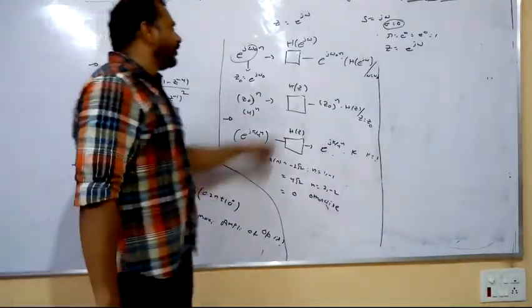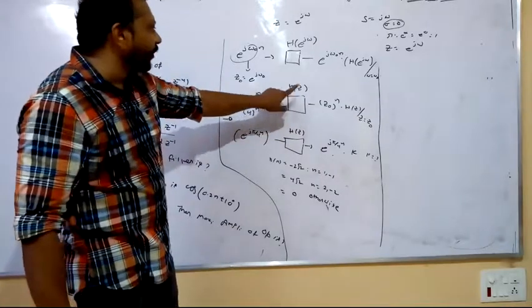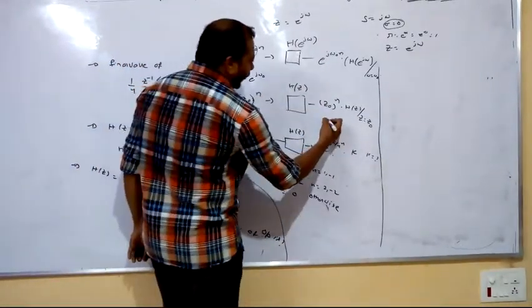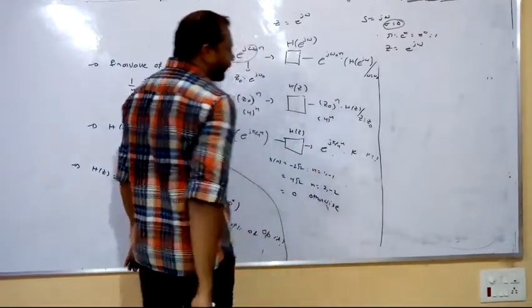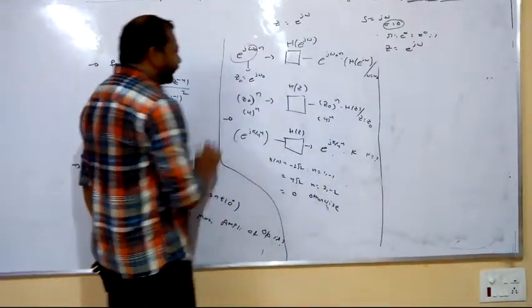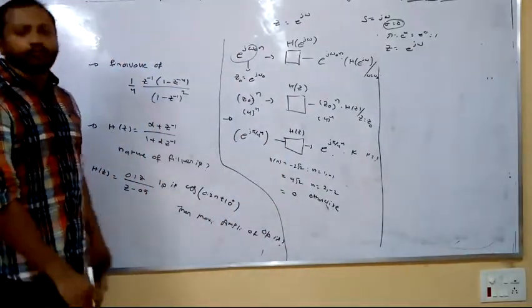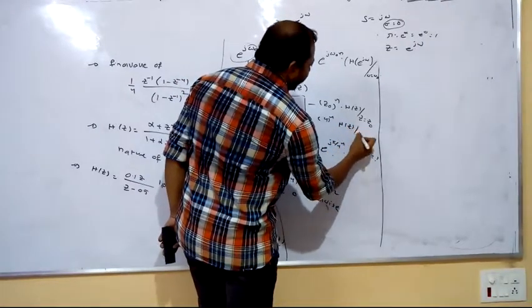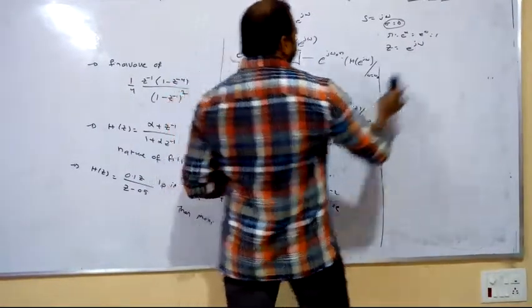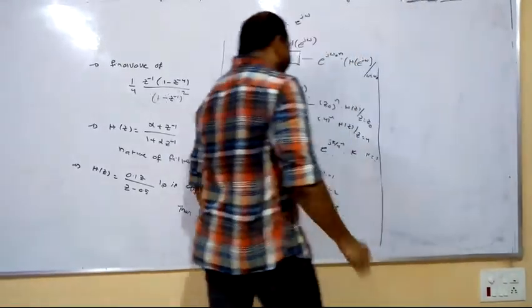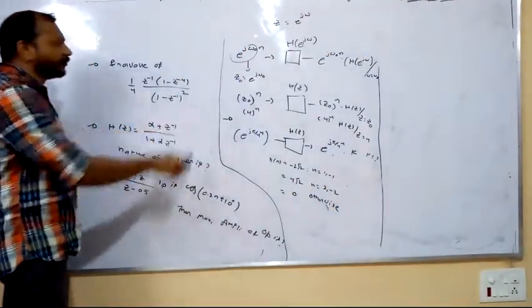By considering z equal to e power j omega, the corresponding output is z naught whole to the power n. That is, for some example, 4 to the power n into h of z at z equal to z naught, here z equal to 4. So this property is also very important. In the Laplace transform also we have seen this, and we have to remember it.